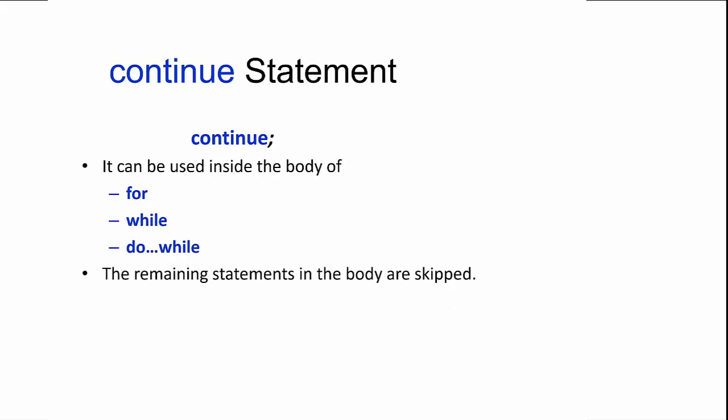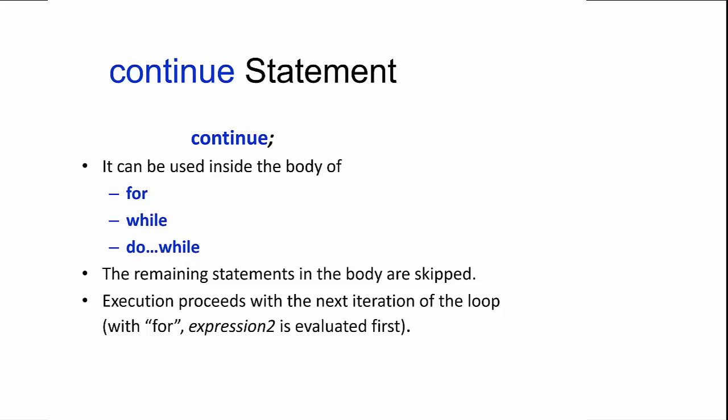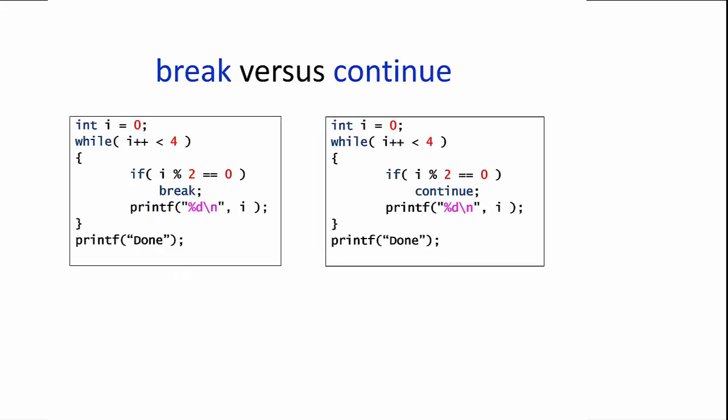So the remaining statements in the body are skipped, and then you execute from the next iteration in the loop. Good. So let's have two examples here. This is completely the same code, but in one of them I'm using break, the other one I'm using continue. What do you think is going to be printed? In both cases, I'm printing the number inside the loop and then printing done at the end. Let's break it down one by one. First of all, what is this condition? Modulus 2 equals 0. Yep.